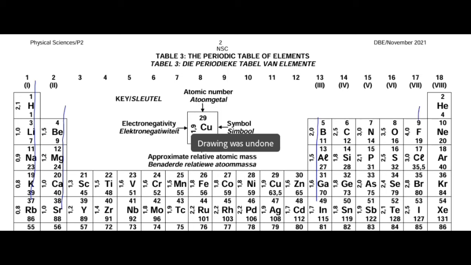And then just before the last group, we don't consider the last group. Just before the last, it becomes -1, and then everything here, when it becomes an ion, becomes -2. That's why oxygen is -2. So sulfur will also be -2, right? Everything here, when it becomes an ion, becomes -3.